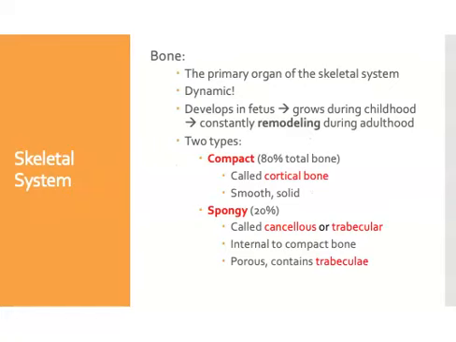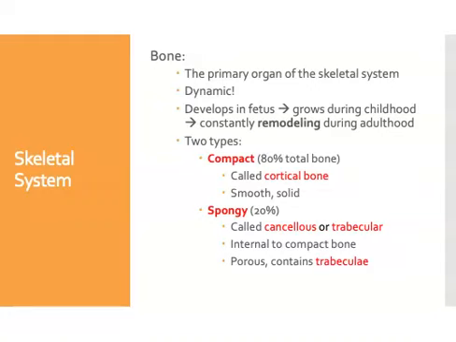So let's begin by talking about bone. Bone is actually the primary organ in the skeletal system, and bone is a very dynamic tissue. In other words, it's not a tissue that is created in the body and then just sits there. It actually changes constantly. Not only does bone change in the fetus and in childhood, but once a person reaches adulthood, there is continuous remodeling going on in the bones.